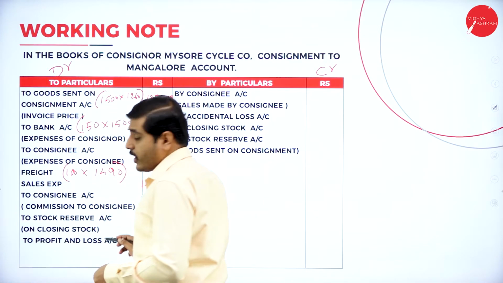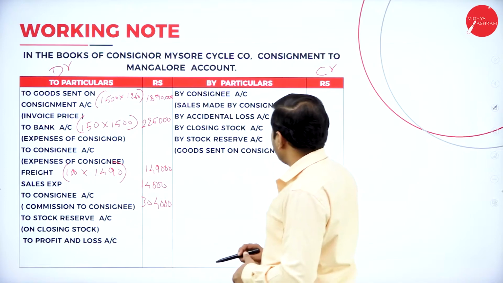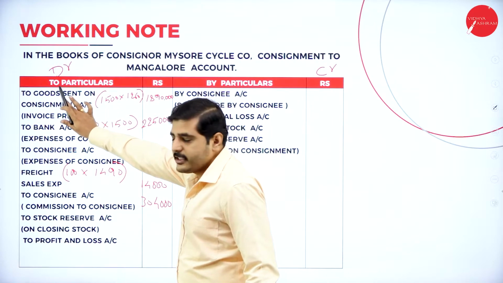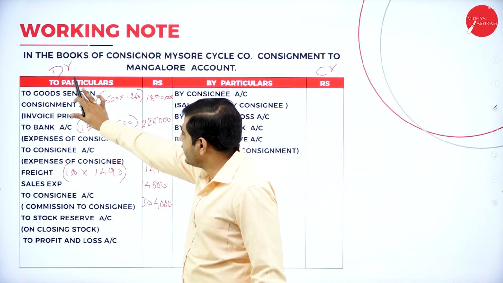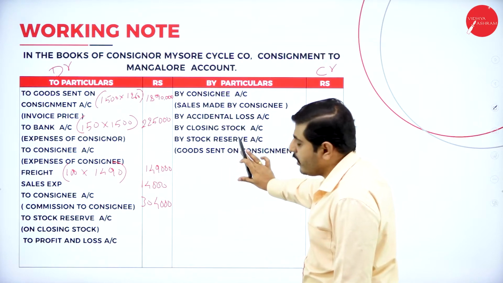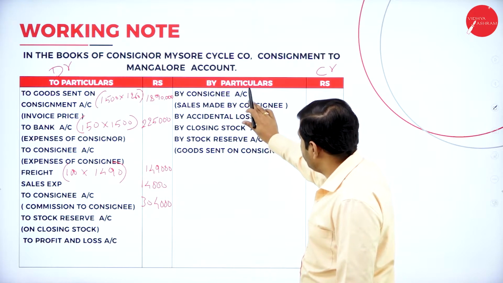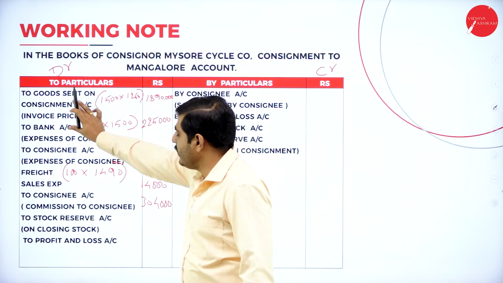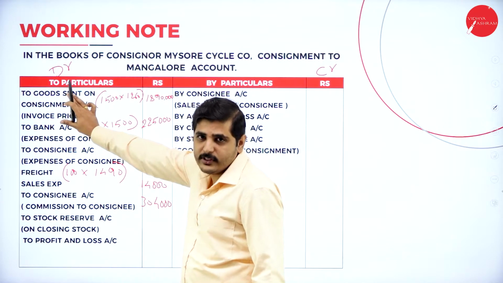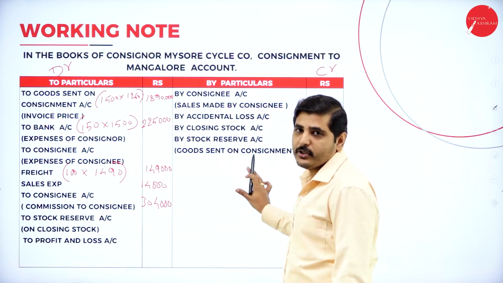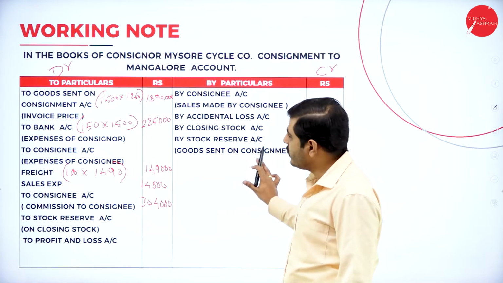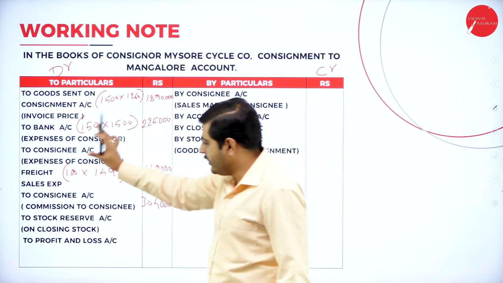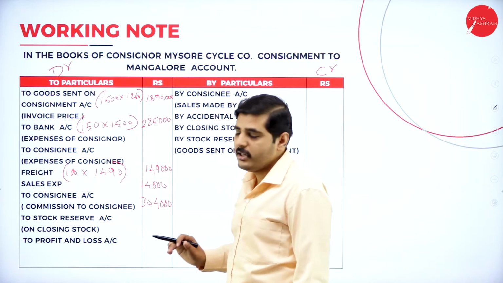Again, stock reserve. So here we will get the profit included in the consignment. See, goods sent on consignment. Again, stock reserve on goods sent on consignment, and by closing stock, stock reserve on closing stock. It is the opposite. So on the debit side we have to write goods sent on consignment. On the credit side we should show the profit included, or the stock reserve on goods sent on consignment. Here, credit side closing stock, debit side stock reserve on closing stock.